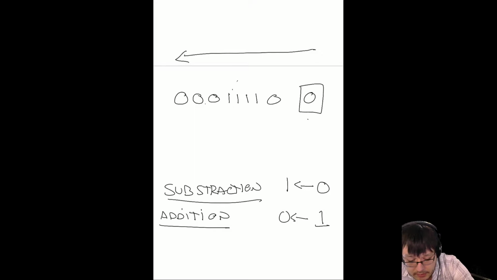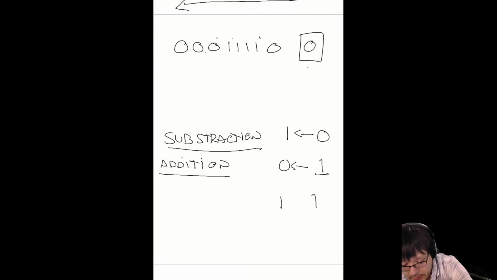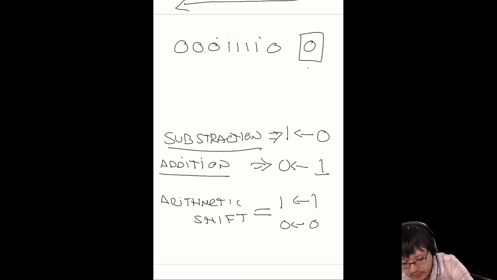Whereas from here to here, or sorry, my bad. From here to here would be actually a subtraction. But then from here to here is going to be an addition, okay? And finally, if you have the same thing, so if you have from a 1 to a 1 or from a 0 to a 0, then this is just going to be an arithmetic shift. For any of those. Okay?